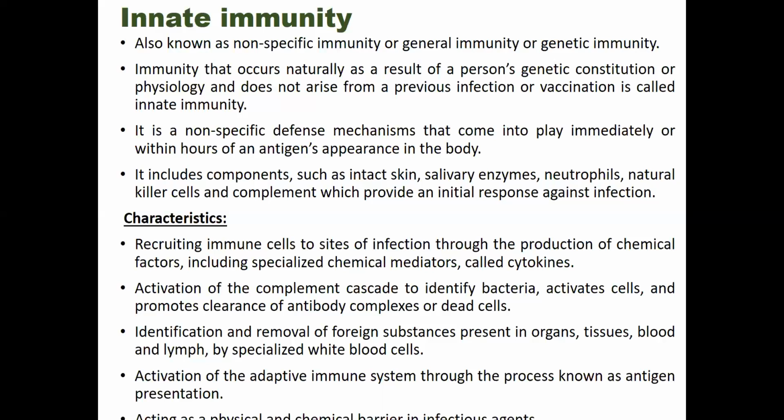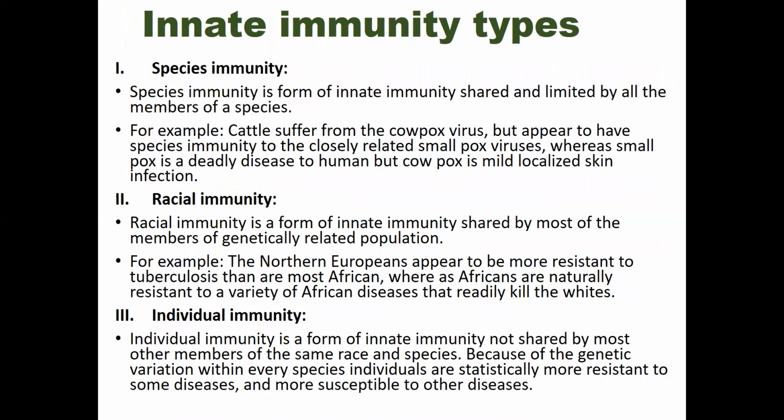And this thing is also activate the adaptive immune system through a process known as antigen presentation. Okay, it acts as a physical and chemical barrier to infectious agents. So these are all the characteristics of the innate immunity. And now let's talk about the types of the innate immunity. We can divide the innate immunity into three types: species immunity, racial immunity, and the individual immunity.